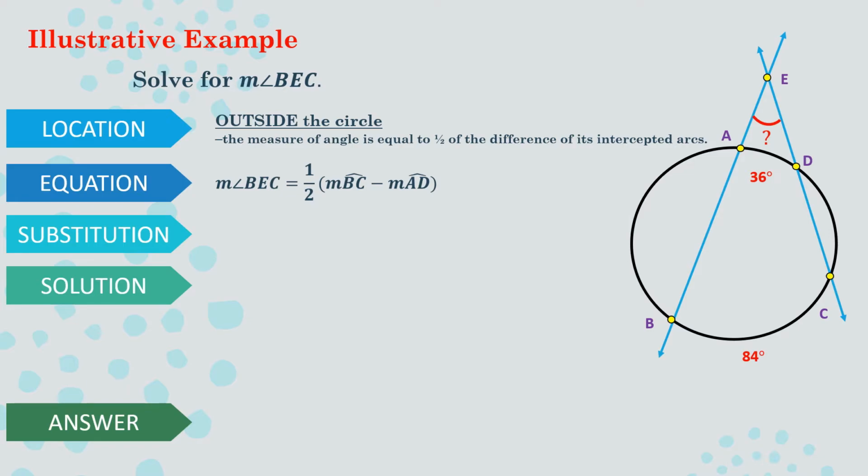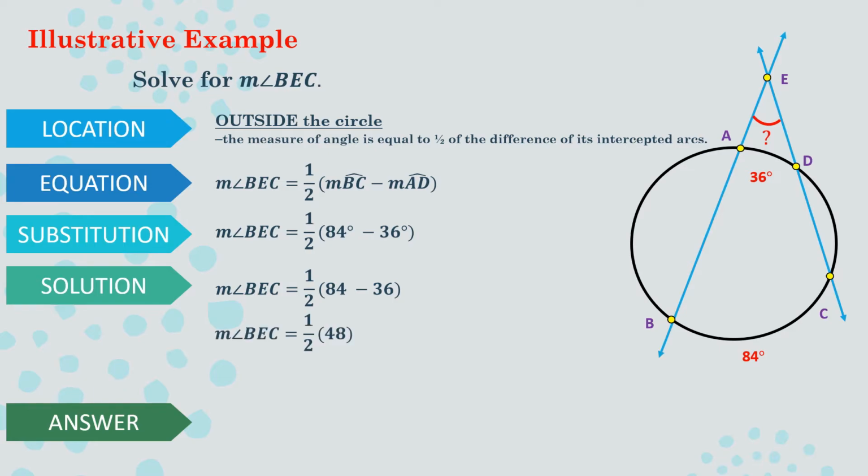Then we're going to substitute the given values. BC is equal to 84 and AD is equal to 36 degrees. So measure of angle BEC is equal to 1/2 of 84, replacing BC, minus 36, replacing AD. Then all we have to do is solve for this. You may disregard the degree sign first when you are solving. So measure of angle BEC is equal to 1/2 of 84 minus 36. Solving for this, measure of angle BEC is equal to 1/2 of 48, which is equal to 24. Therefore, measure of angle BEC is equal to 24 degrees.